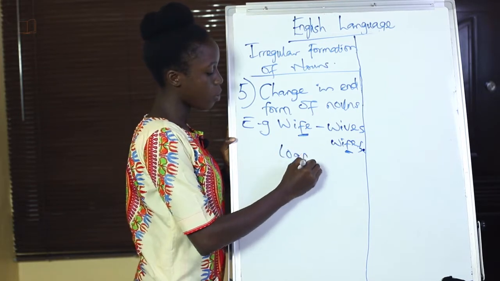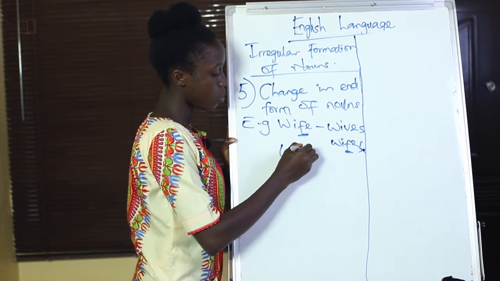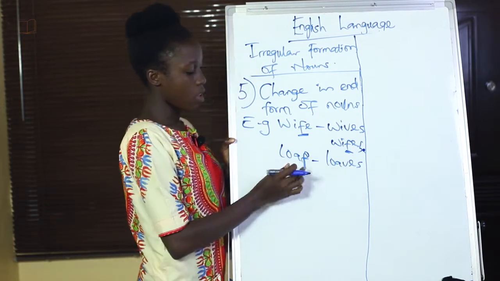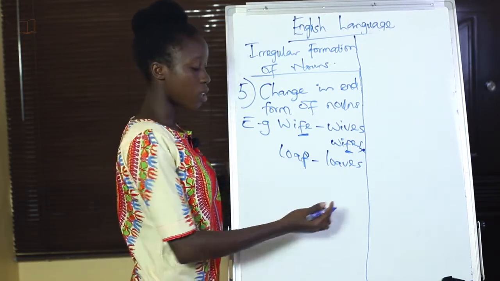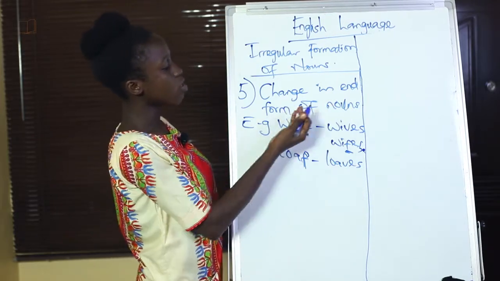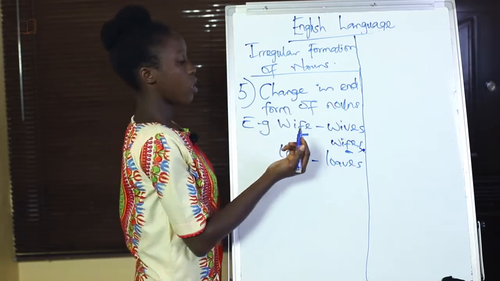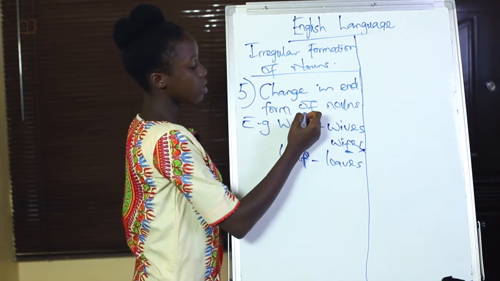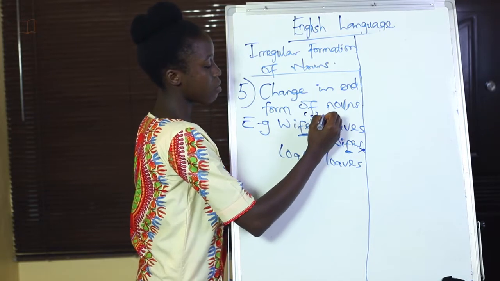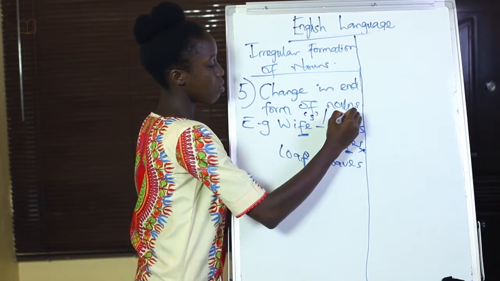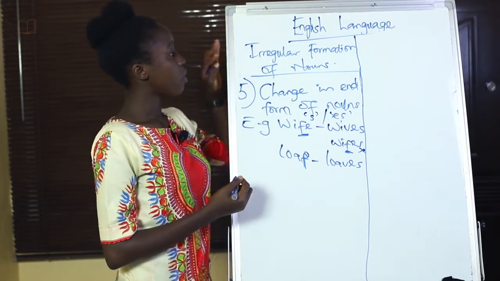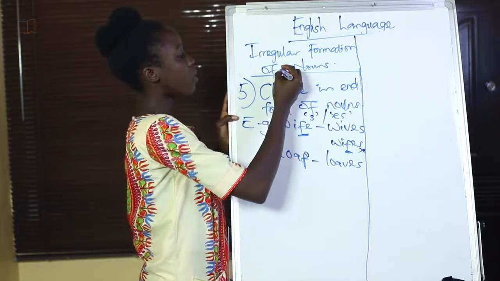We have loaf of bread. Loaf. The f changes to v, and then you add es to it. So with this, you change the end form of the nouns, then you add the plural suffix, either s or es to it. Then the sixth: irregular formation of plurals.